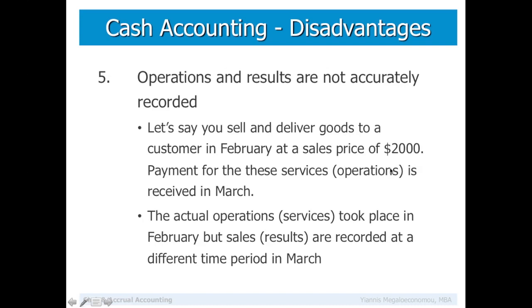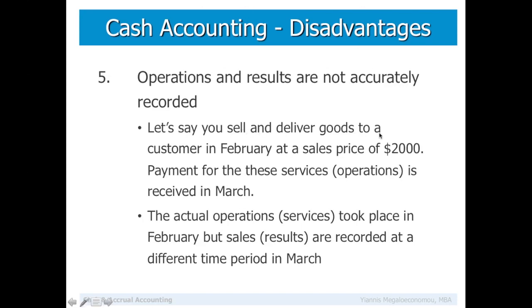And finally, another disadvantage of this method is that operations and results are not accurately recorded or are not accurately matched. Okay, I remind you here, operations means services, either provided or received by a business. And of course, results refers to operating results and relates to sales revenue and expenses. Okay, so let's see how this situation exists.